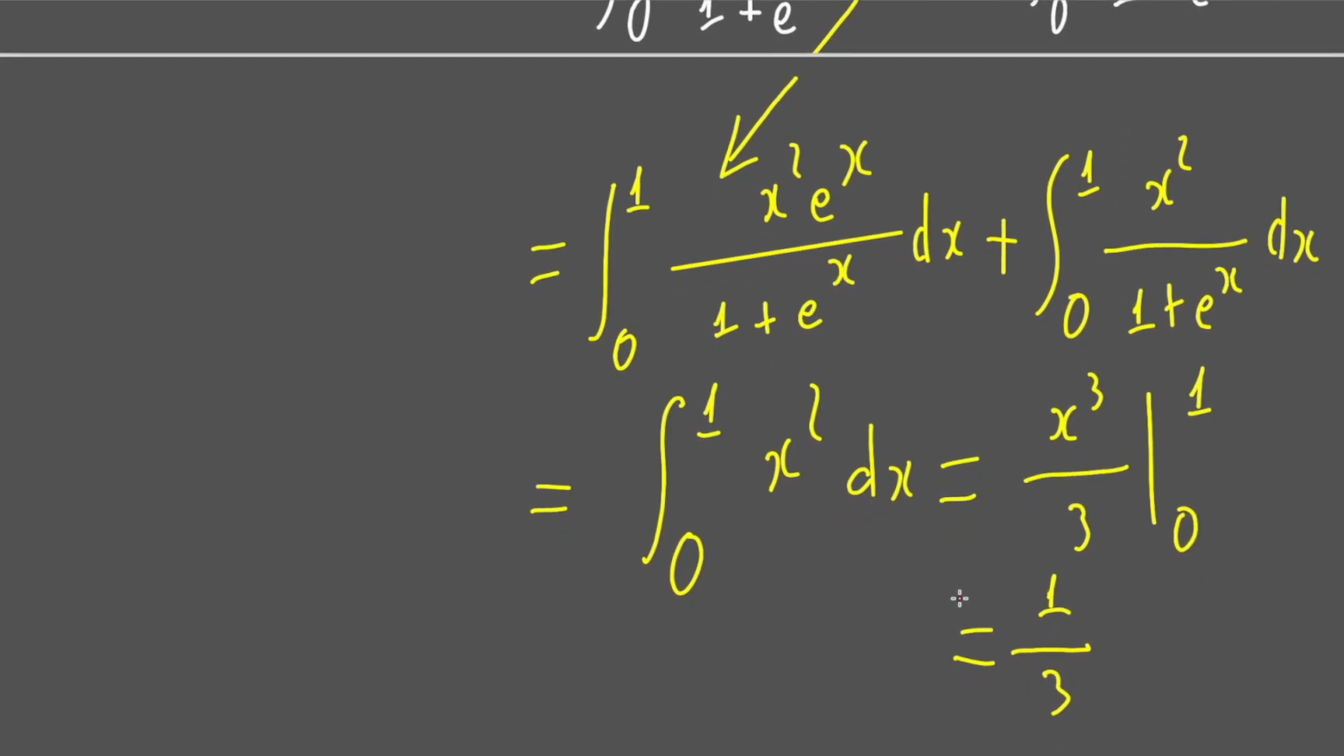So the value of this definite integral is equal to 1 over 3. So that's the final result of this problem.